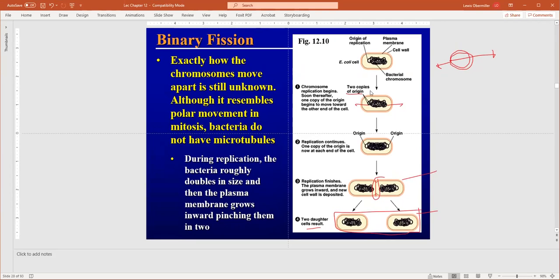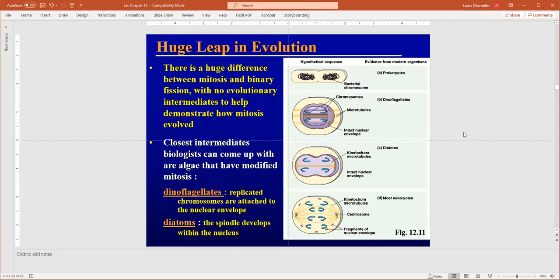But I'm just going to ask you a couple things about this, like, what's binary fission? Well, that's how bacteria do cell division. What do we know about it? Nothing. You need to know what an origin of replication is, because that's where it separates. And you need to know that it roughly doubles in size, just like we talked about before in regular cells.